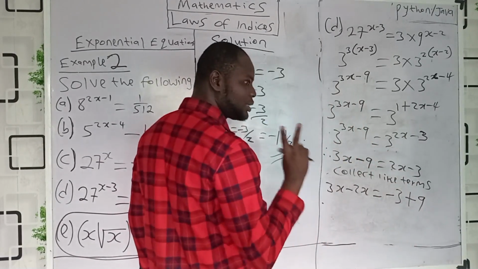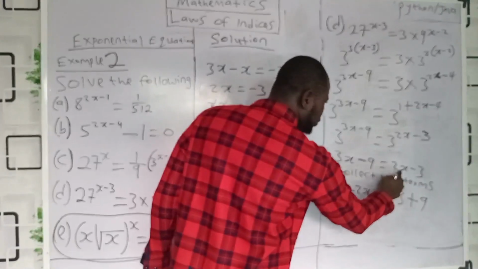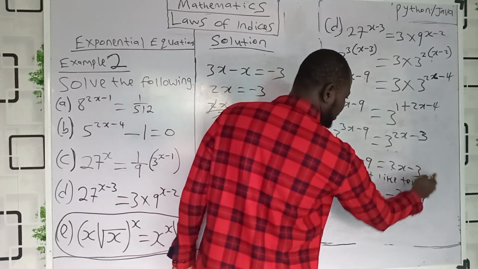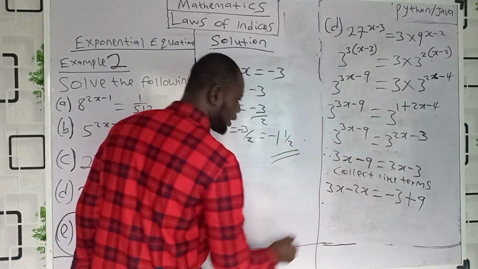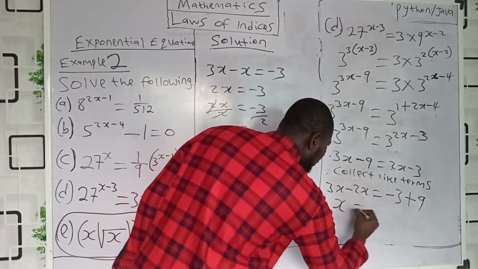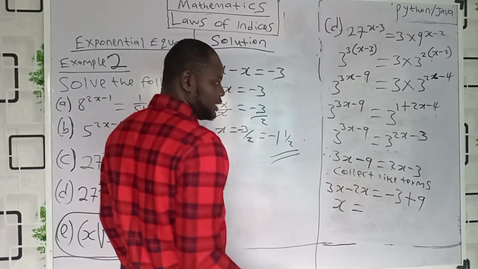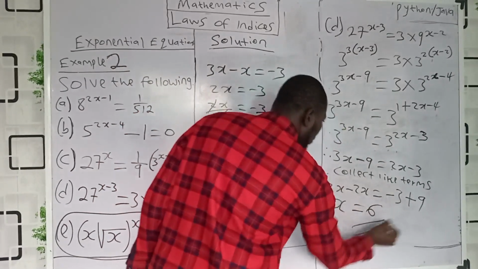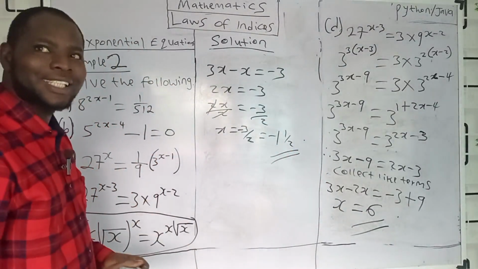We just did two things. Transfer 2x to this side, it will become minus 2x. Transfer minus 9 to go and meet minus 3, it will become plus 9, okay? 3x minus 2x, everybody, that's 1x. That's x is equal to what? Minus 3 plus 9 is the same thing as 9 minus 3, that's what? 6. Wow! That is beautiful, everyone.